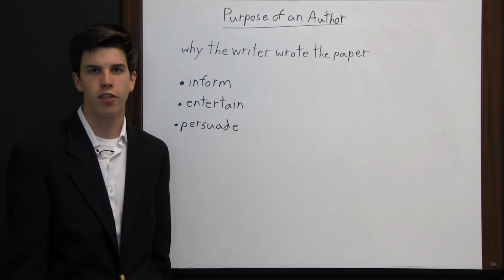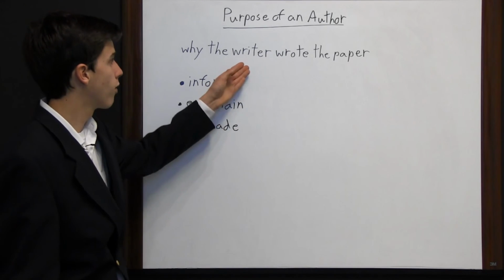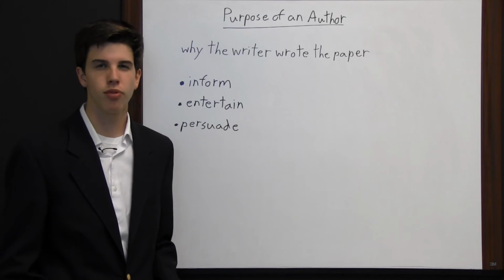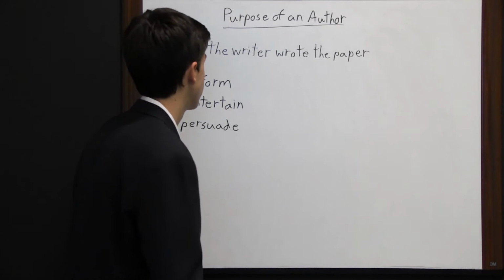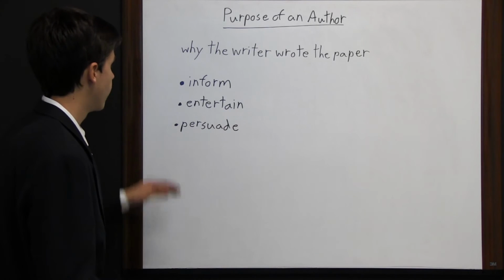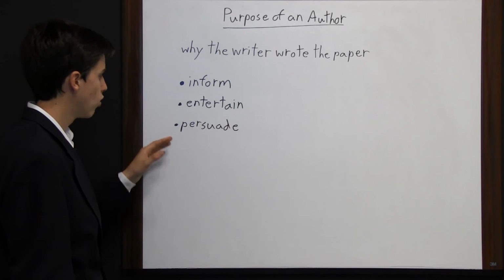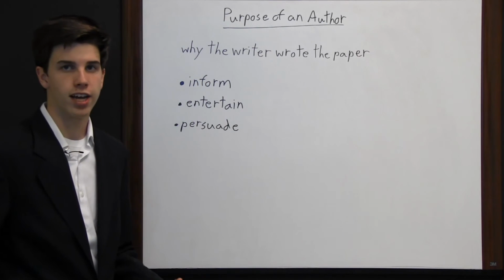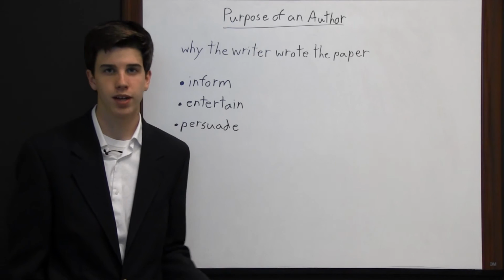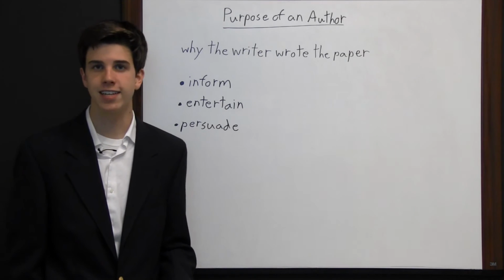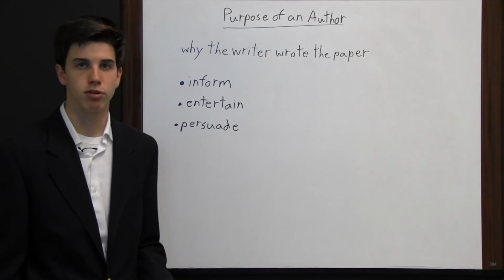The purpose of an author is basically why the writer wrote the paper. It's what motivated them to write something. There are three basic types of motivations or purposes of an author. They either wrote something to inform, entertain, or persuade. It's important as a reader to understand the purpose of the author because it helps you better understand the text. Generally, it's pretty easy to determine what type of paper something is.